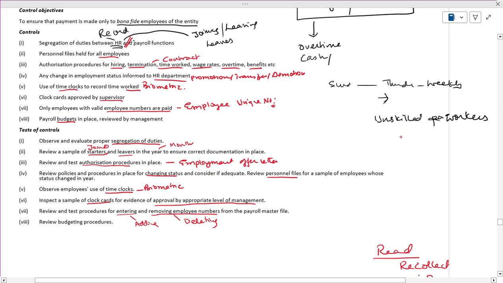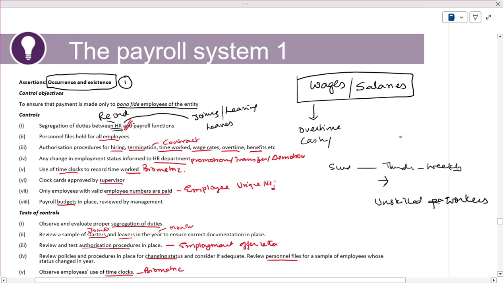Is that for adding or deleting, who is approved to add and who is approved to delete? Is it right? These are the things. And last but not the least, when you are talking about the budgets, you have to know whether budgets have been prepared, budgets have been approved, and budgets have been followed or not. This is the first and most important thing.